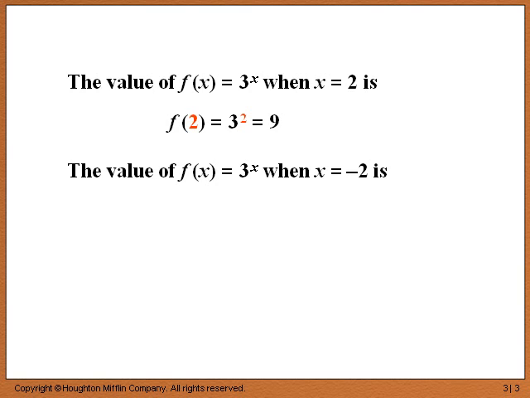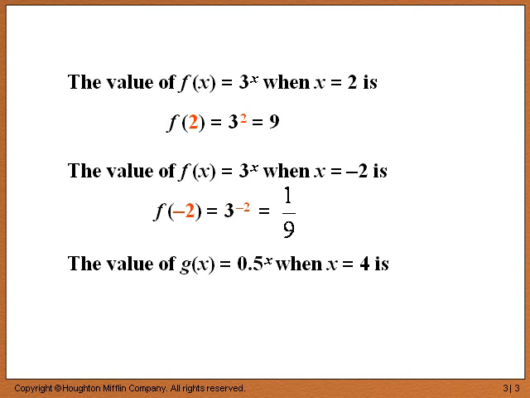The value of f of x equals 3 to the x when x equals negative 2 is f of negative 2 equals 3 to the negative 2 power equals 1/9. And just a quick reminder about negative exponents. Recall that they are 1 over the number to the exponent. So 3 to the negative 2 would be 1 over 3 squared, and that's 1/9.